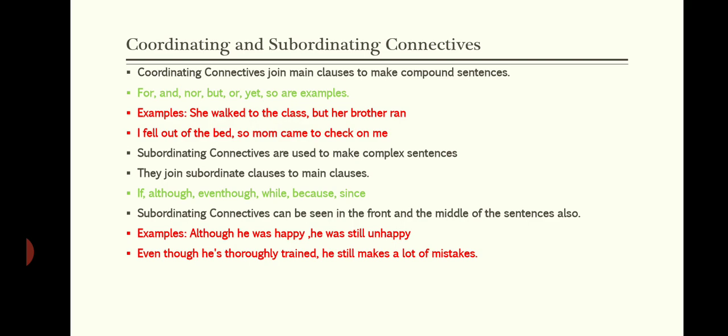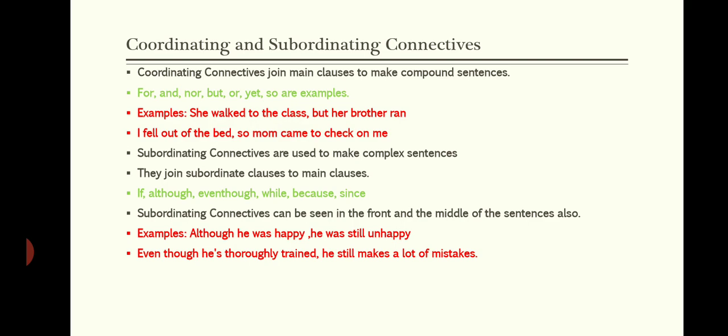Next is subordinating connectives. Subordinating connectives are used to make complex sentences. Earlier it was compound sentences. Now it is complex sentences. So in a complex sentence, they join a main clause to a subordinate clause. Examples are if, although, even though, while, because, since, etc. These subordinating connectives can be seen in front and also in the middle of the sentence. An example can be: although he was happy, he was still seen unhappy.